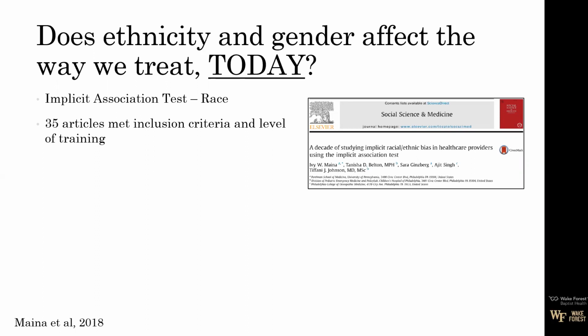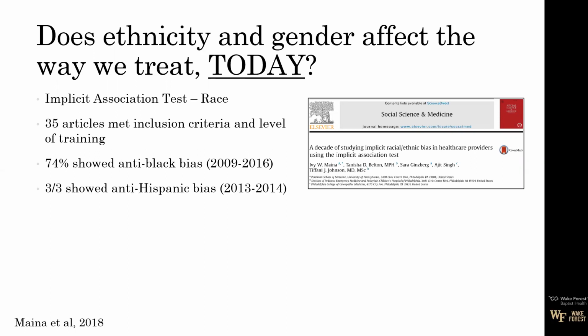In these articles, they found that it was taken by med students, residents, fellows, attendings, physical therapists, chiropractors, nurses, a lot of people in the healthcare profession. What they found was that 74% of these studies showed anti-Black bias in these results. Looking at different ethnicities, there wasn't a lot of data, but 3 out of 3 showed an anti-Hispanic bias. So 100% of the studies that looked at Hispanic bias had an anti-Hispanic bias.